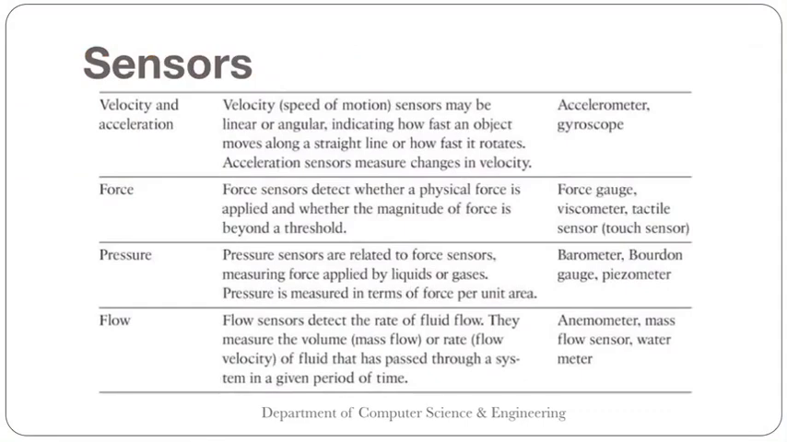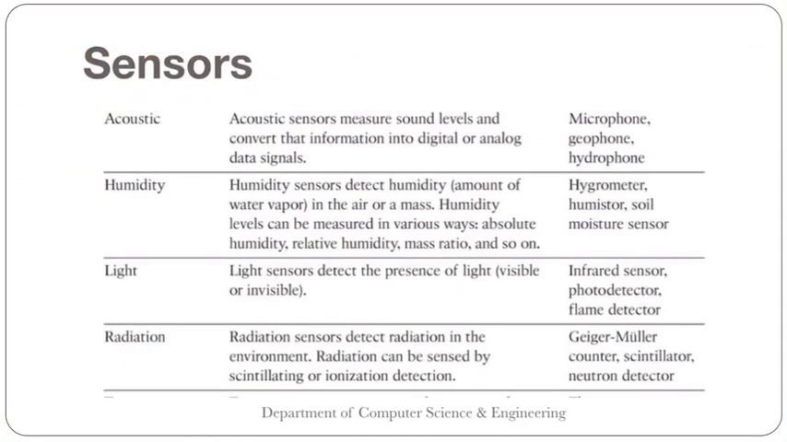Flow. So if you are measuring flow, the sensor detects the rate of fluid flow. Okay, they measure the volume, mass flow, or rate, flow velocity of a fluid that has passed through a system in a given period of time. So it is measuring that flow. So anemometer, mass flow meter, water meter are like measuring the flow. Then we have acoustic sensors, which measure sound level and convert that information into digital or analog data. So microphone, geophone, hydrophone are the examples for acoustic sensors.